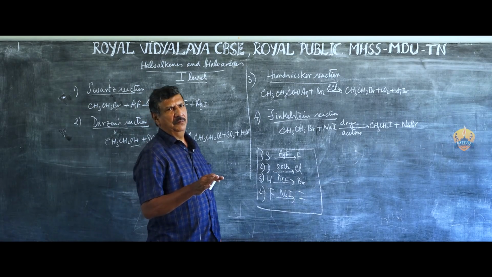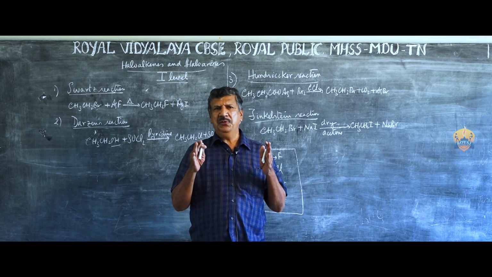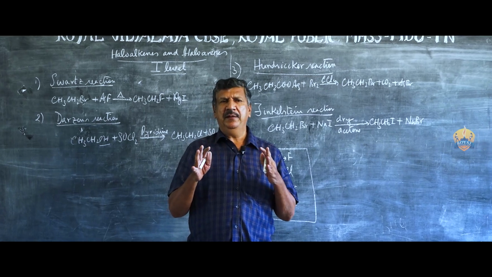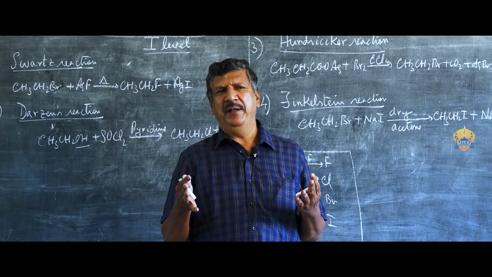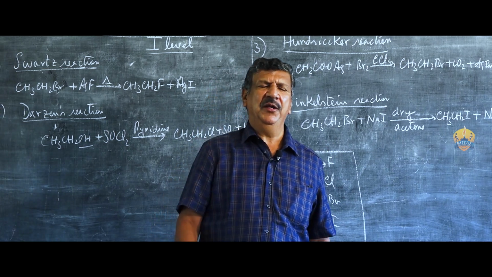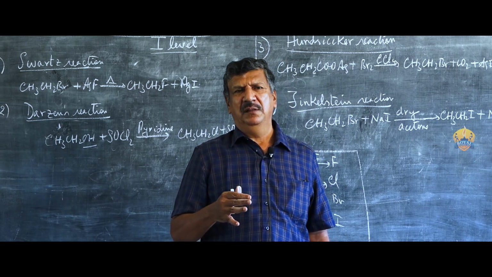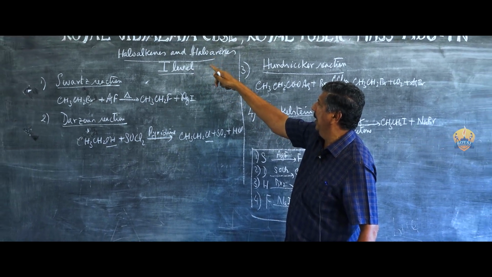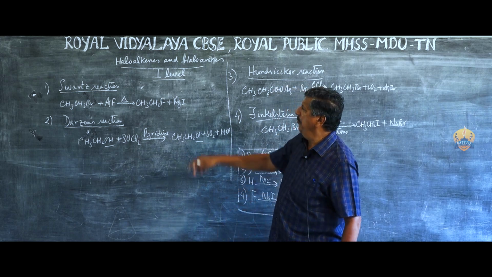After going through how to name the compounds, how to write the compounds, then how to write based on functional groups, followed by common reactions, now we are entering into the first chapter, that is haloalkanes and haloarenes. Okay.